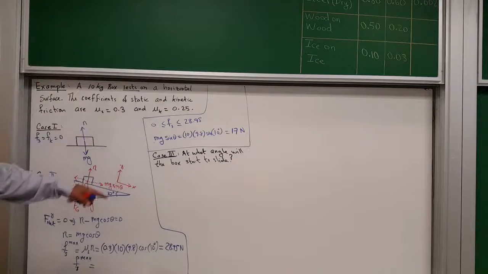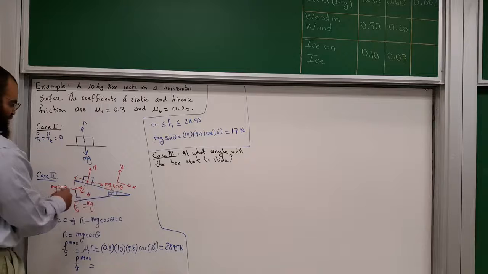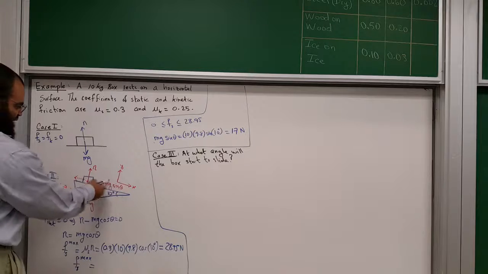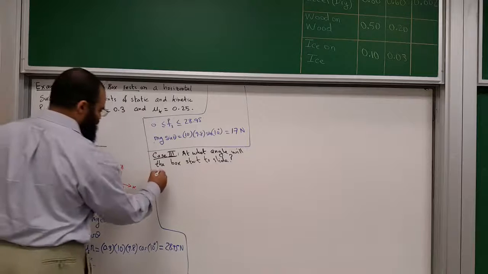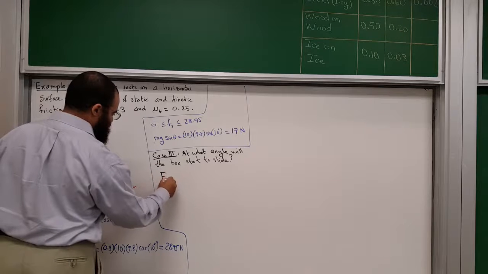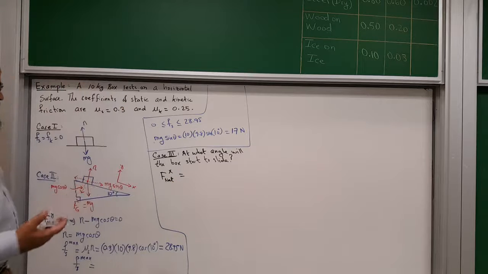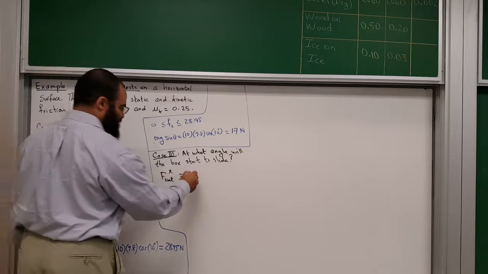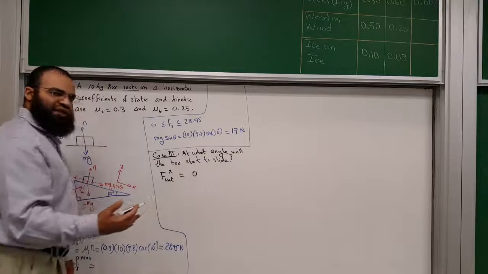Well, let's look in the x direction. In the y direction, it's still the normal force minus mg cosine theta equal to 0, so the normal force is equal to mg cosine theta. In the x direction, I have two forces. I have mg sine theta in the positive x direction and the force of static friction to the left. So the net force in the x direction, I would like the acceleration to still be 0, because it hasn't started moving yet.